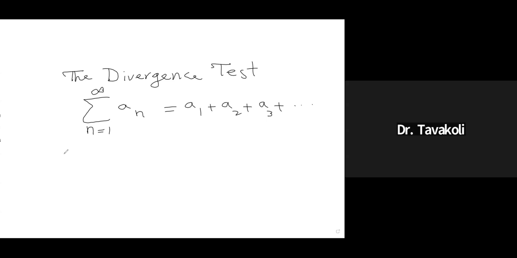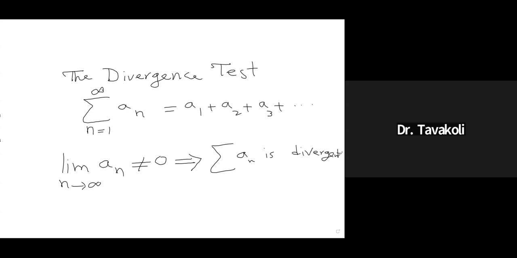If the limit of the general term, if the limit of a_n as n tends to infinity is not equal to 0, then for sure the series is divergent. But if it is equal to 0, we cannot say anything based on the divergence test. The divergence test is inconclusive, meaning that we cannot get any results.